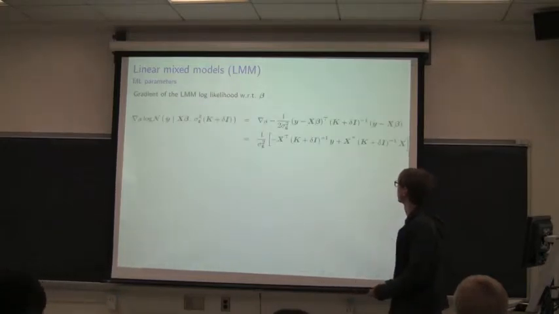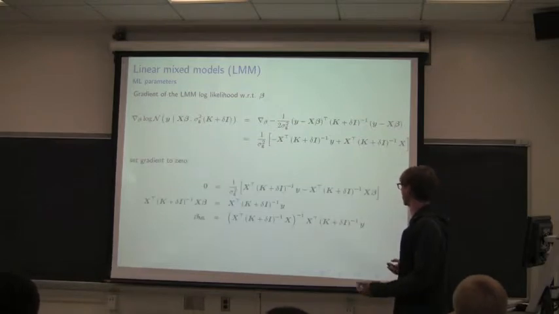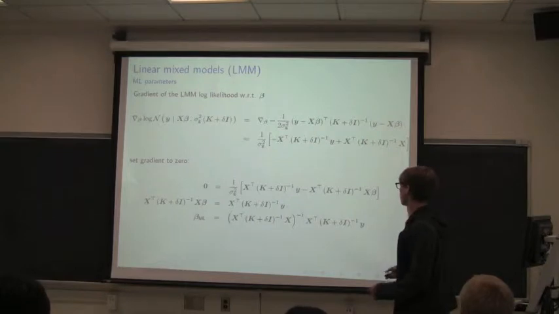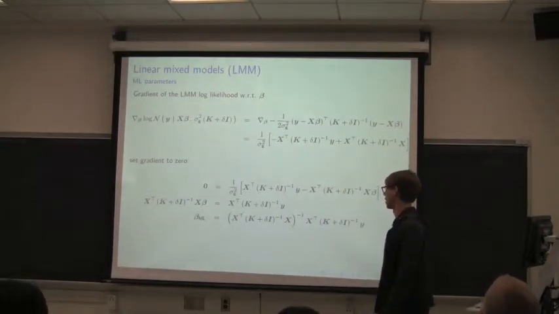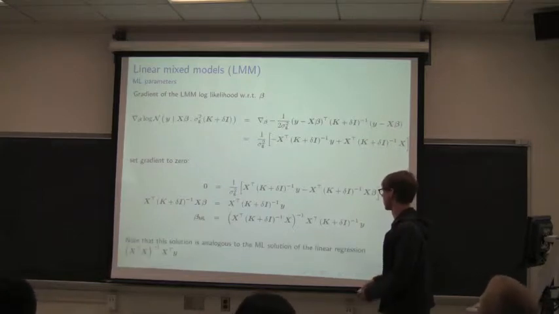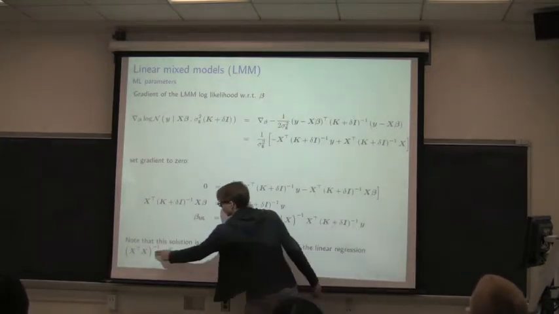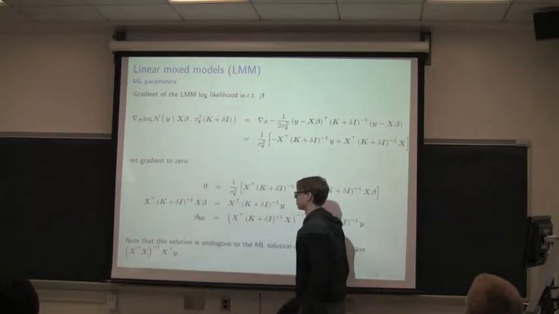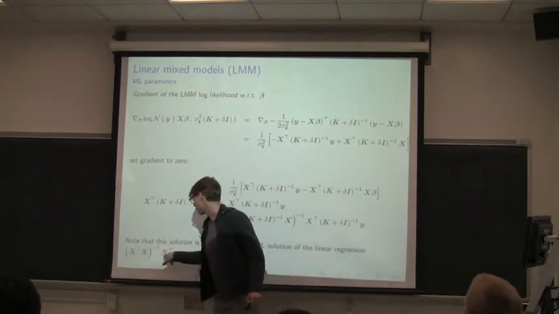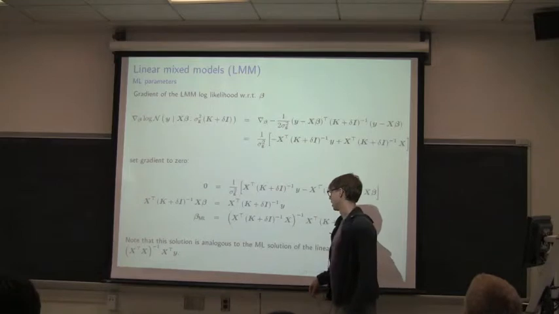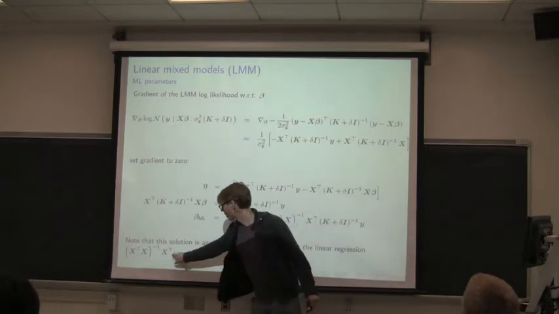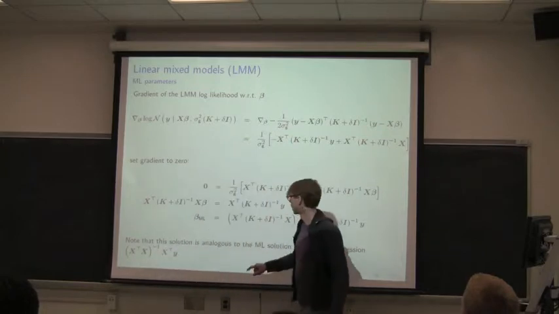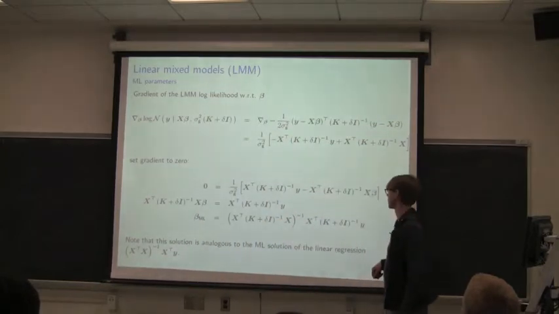But as I said, we can analytically get the maximum likelihood parameters for beta, which looks very similar to the maximum likelihood parameter in a linear regression, just that wherever we have inner products between the x's or between x and y, which in the linear regression case you can think of as having an identity in there, we now have this K plus delta identity inverse.